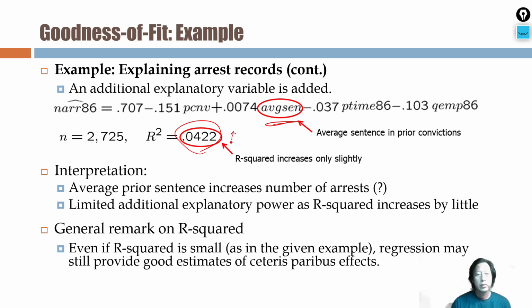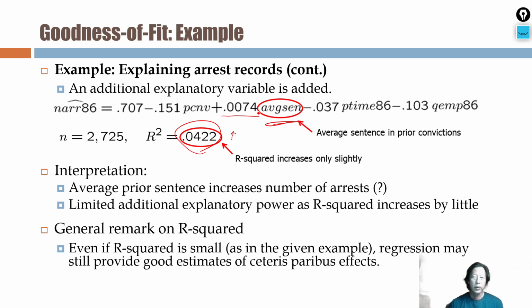So average prior sentence increases the number of arrests, doesn't it? Because it's a positive coefficient. But as you can see, that doesn't increase our R square very much, so it has very limited explanatory power. So you can say that it doesn't have enough power in the prediction of the number of arrests.